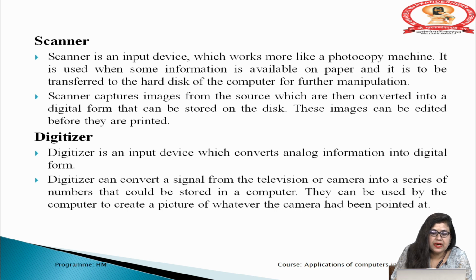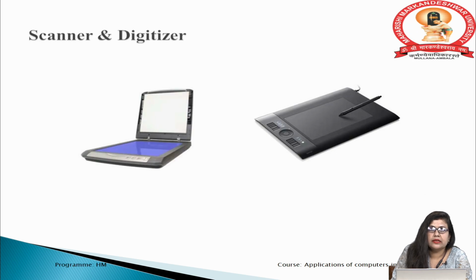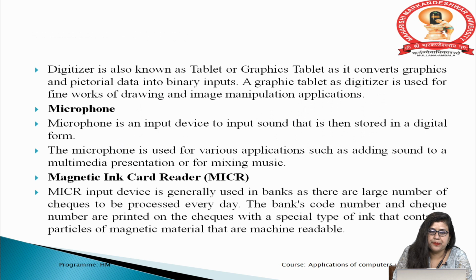A digitizer is an input device which converts analog information into digital form. A digitizer can convert a signal from a television or a camera into a series of numbers that can be stored in the computer. They can be used by computers to create a picture of whatever the camera has been pointed at. This is a diagram showing pictures of a scanner and a digitizer.